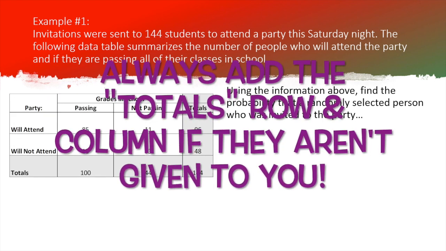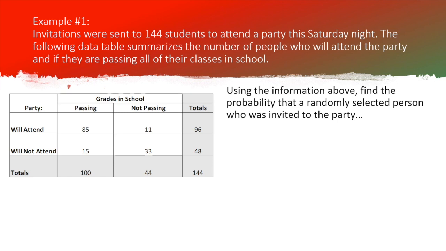Right. You always want to add the totals. So don't forget to do that. You want to add a row for your totals and a column over here to the right with the totals. And then go ahead and add up the number of people who will attend the party, who will not attend the party, and who are passing their classes and not passing their classes. So now we're all set up to attack this problem.